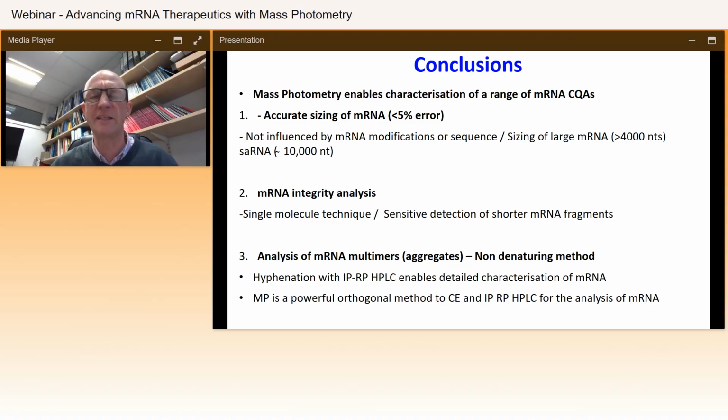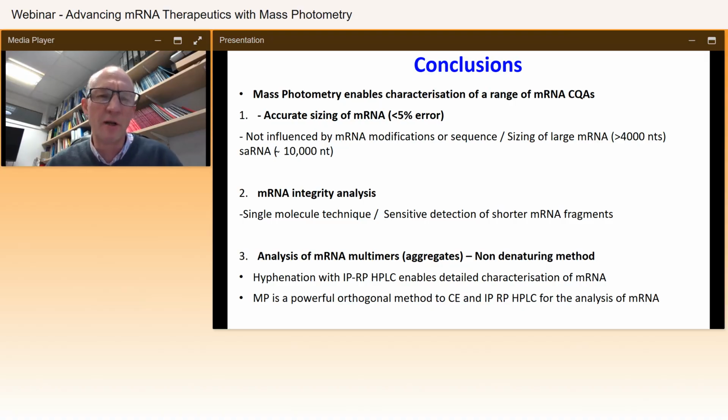So sizing in these techniques can be influenced by chemical modifications that are present or the sequence and structure of the mRNA molecule. And it's also really challenging to get sizing for large RNAs, such as the self-amplifying RNAs that are over 10,000 nucleotides in length.